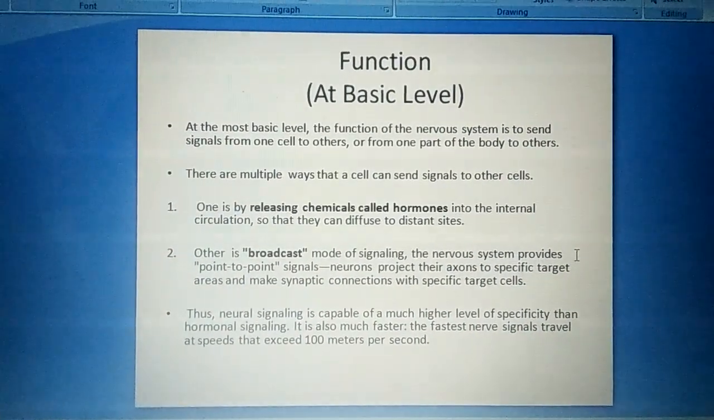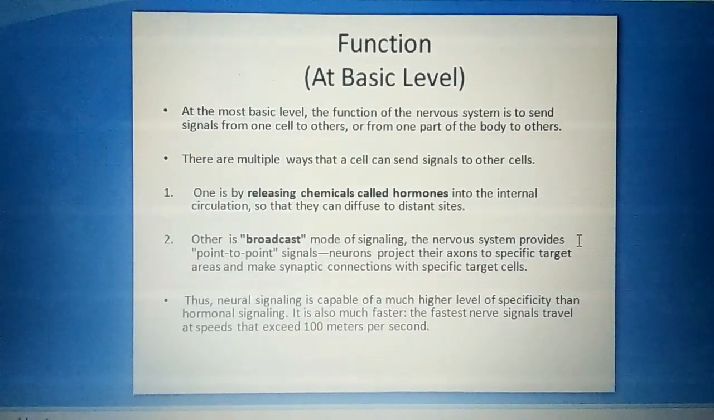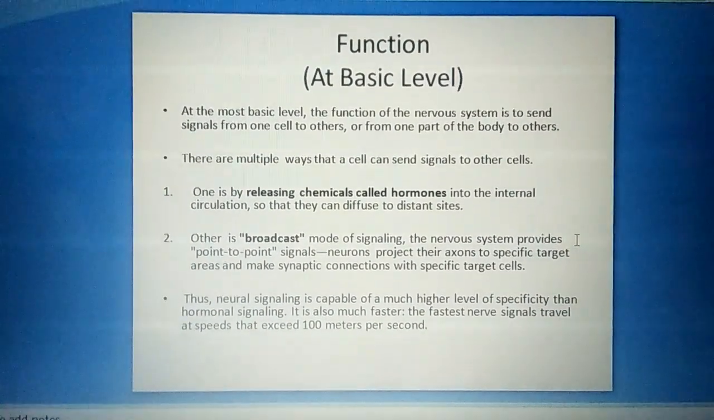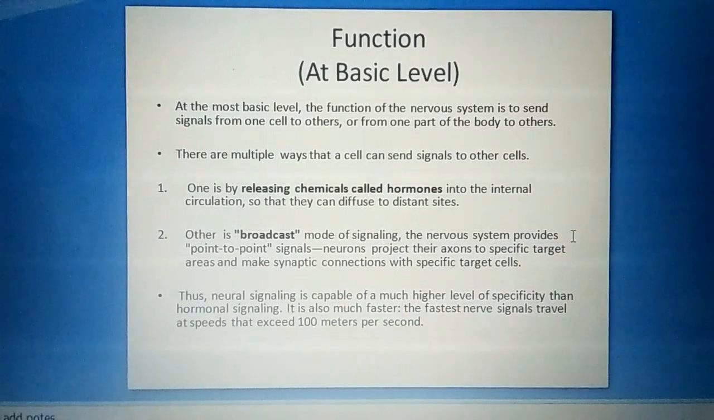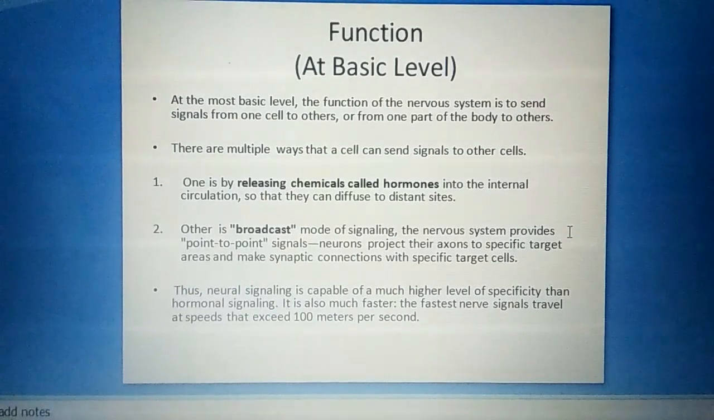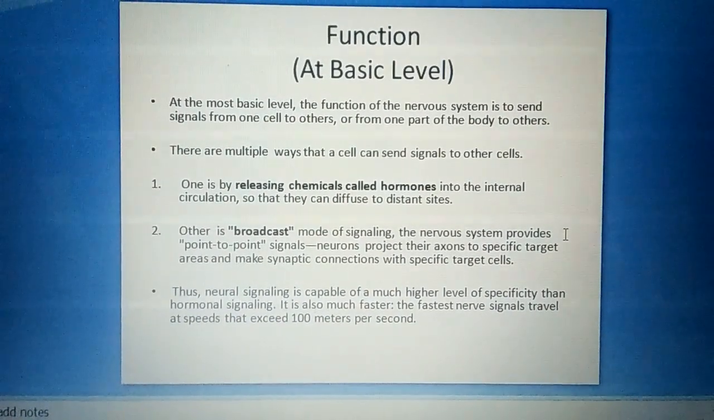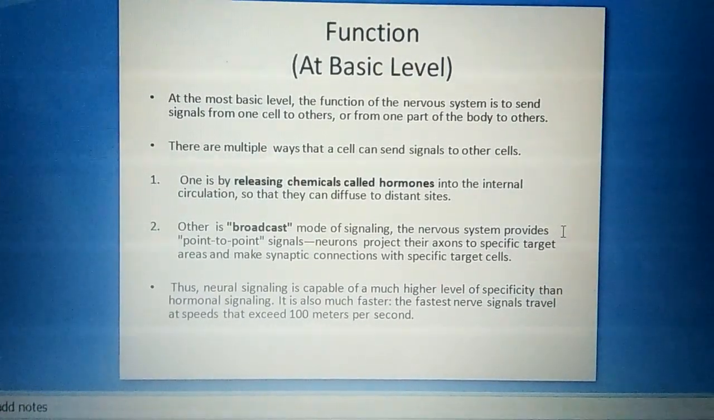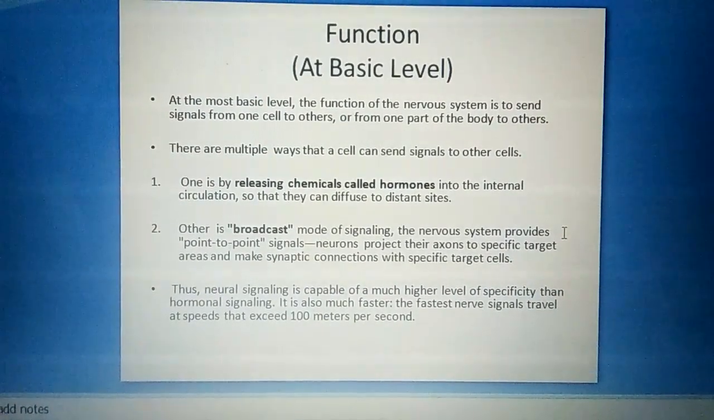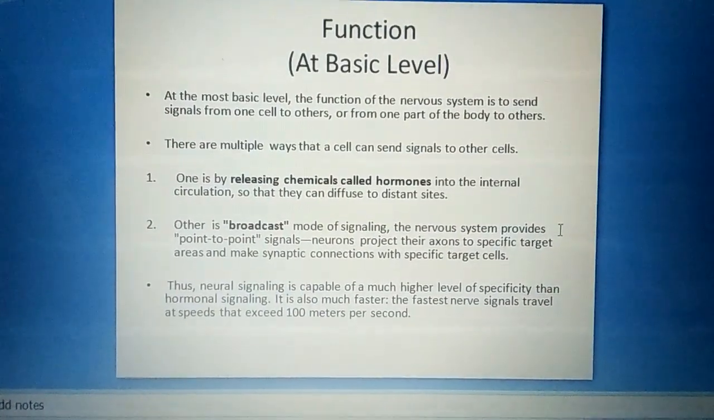At a basic level, the function of the nervous system is to send signals from one cell to others and from one part of the body to others. There are multiple ways that a cell can send signals to other cells. One is by releasing a chemical called a hormone, and the second is point-to-point signals. Neurons project their axons to specific target areas and make synaptic connections with specific target cells.